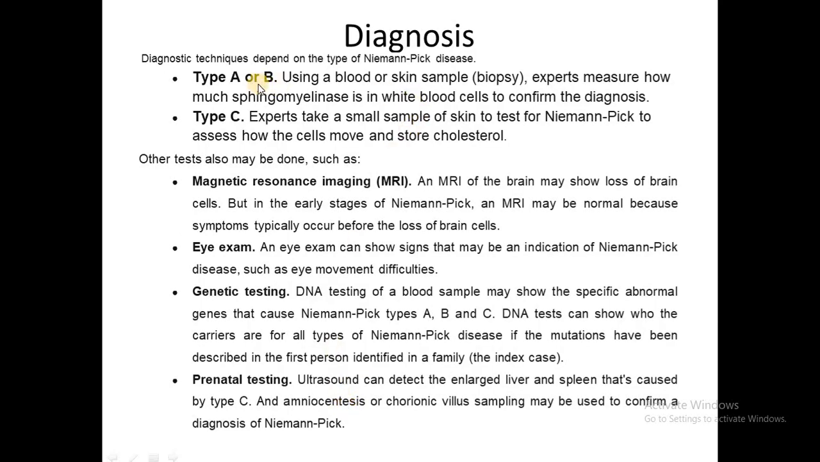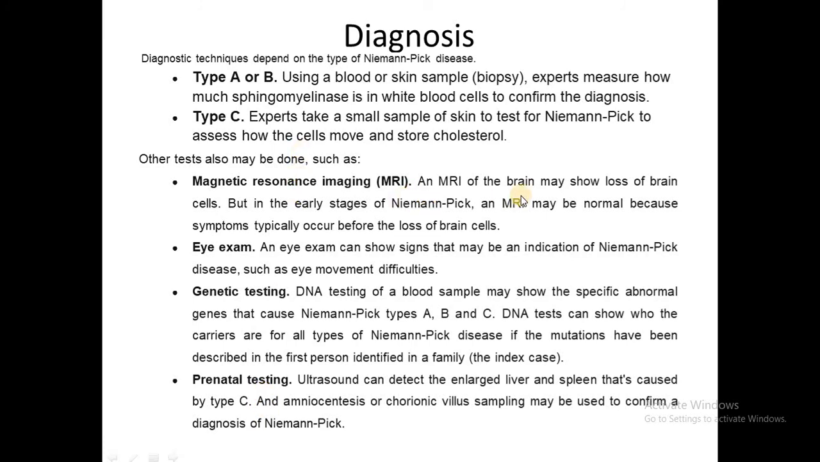So diagnosis. Type A or B: using a blood or skin sample biopsy, measuring the enzyme sphingomyelinase within white blood cells to confirm the diagnosis. Type C: a small sample of skin to test how the cells move and store cholesterol. Other than blood tests, we also have MRI, eye scan, genetic testing, and prenatal testing.